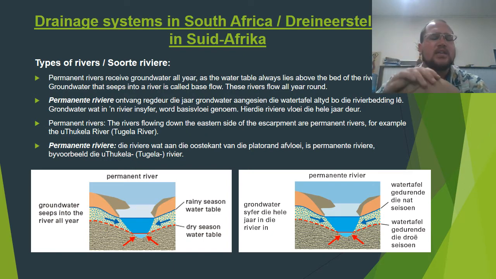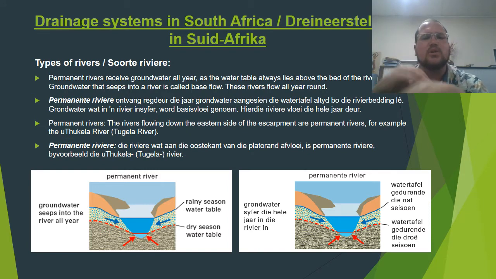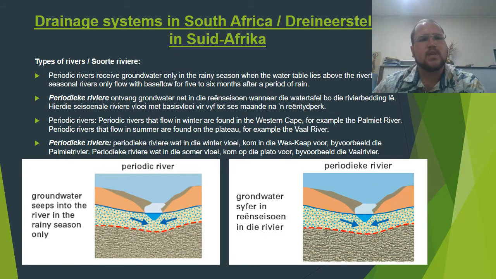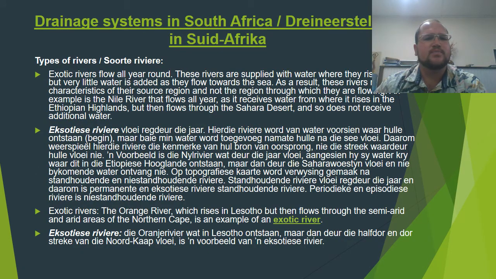And lastly, we get episodic rivers as well that will only flow when there are heavy spells of rainfall, for example. You can read through these slides on your own time. Again, it is also explained in the textbook and in the videos. Periodic rivers, episodic rivers, and exotic rivers.